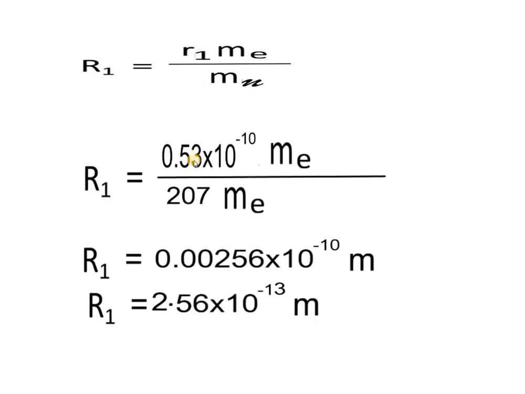Now, if you substitute R1, we know that it is 0.53 angstrom, that is 0.53 into 10 power minus 10. I am going to substitute me as it is, divided by m mu, which is 207 times the mass of the electron. This is given in the problem. So me cancels with me. If you make the calculation, we will get R1 prime equal to 2.56 into 10 power minus 13 meters.